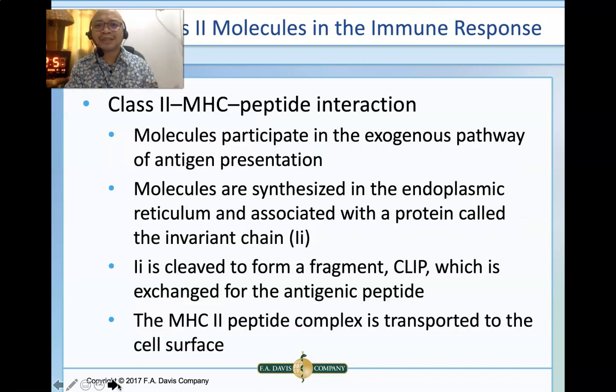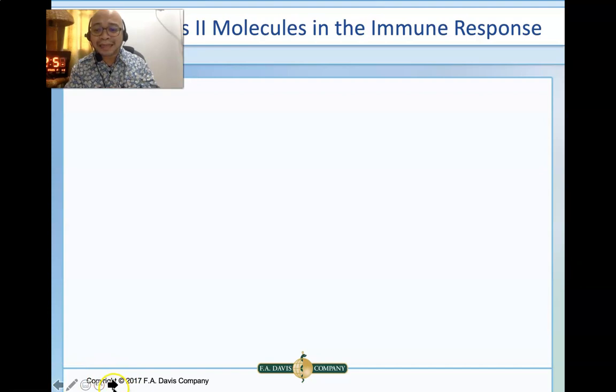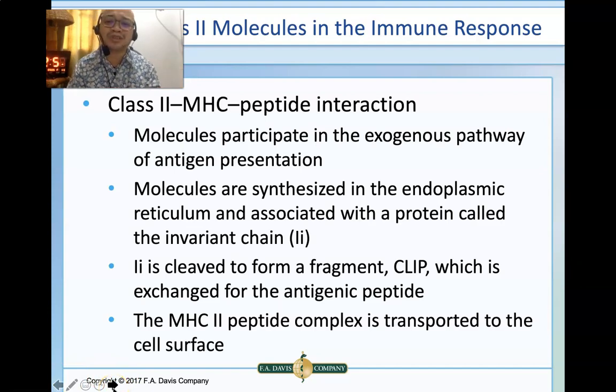Okay, so class 2, on the other hand, participates in the exogenous pathway of antigen presentation. So class 1 in the endogenous pathway, class 2 in the exogenous pathway. So molecules are synthesized in the endoplasmic reticulum and associated with a protein called the invariant chain. The invariant chain is cleaved to form a fragment known as the CLIP, which is exchanged for antigenic peptide. So the MHC peptide complex is transported to the cell surface.